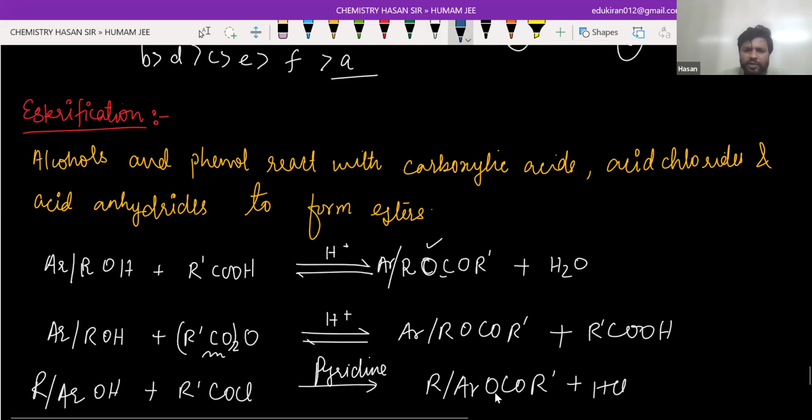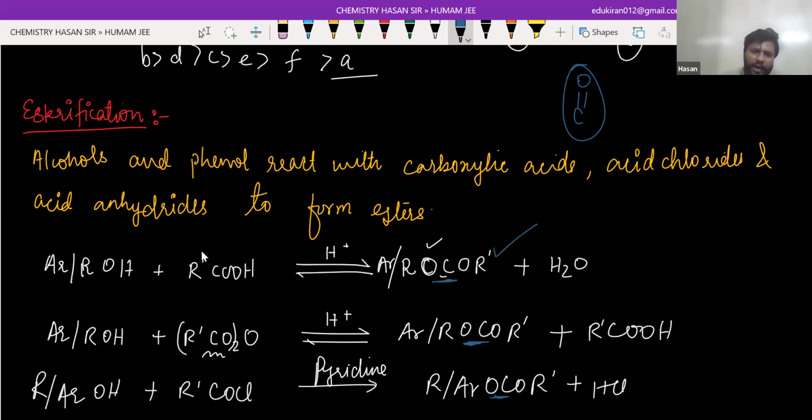So OCO means this is your carbonyl group. What is carbonyl group? CO. This is your carbonyl. That means with R dash, you are getting single bond O like this, and with R you are getting this. That means with alcohol you are getting RC double O, and with this you are getting single bond.